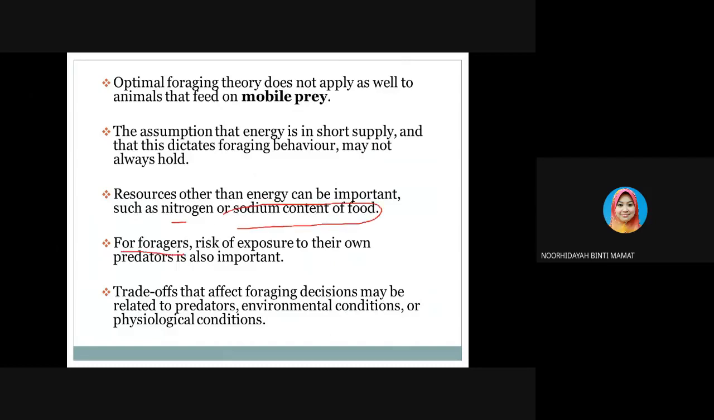For animals that search for food, the risk of exposure to their own predators is also important. Besides considering the time spent in the patch, the time spent searching for food, and the travel time, they also need to consider predators. The trade-offs that affect foraging decisions may be related to predators. Besides predators, they are also affected by environmental conditions or physiological conditions.